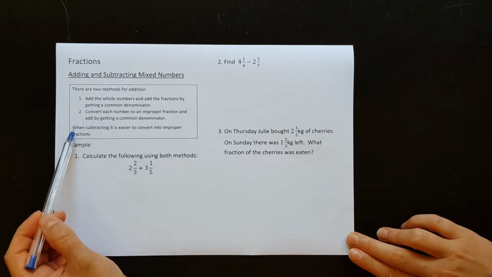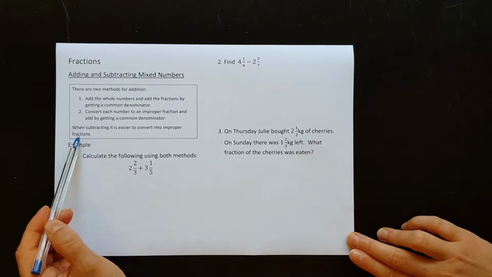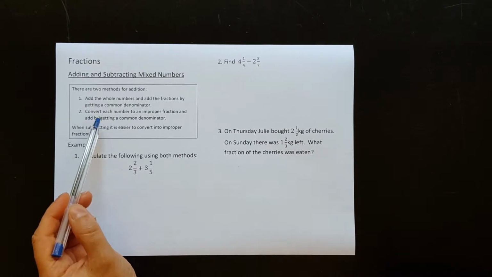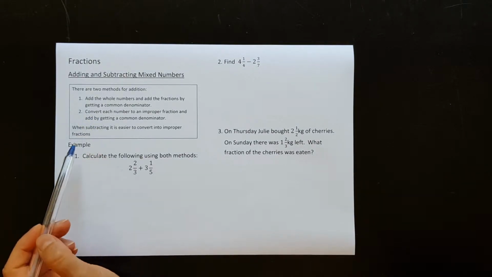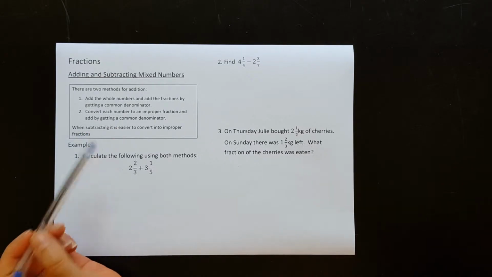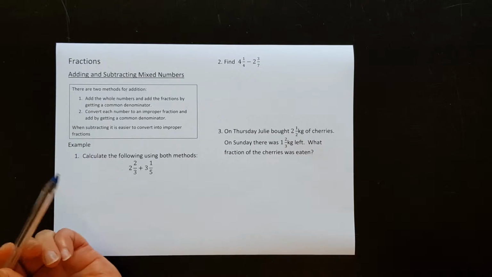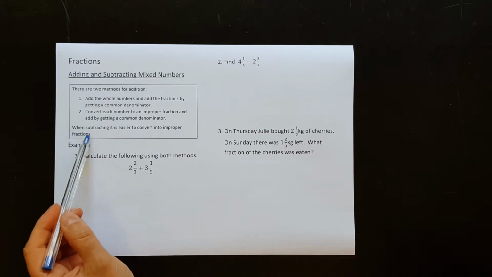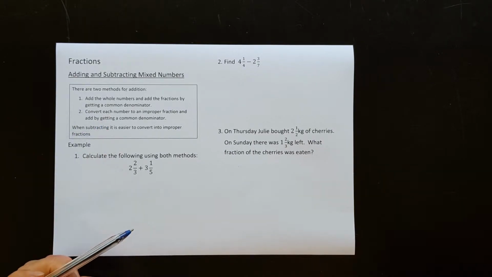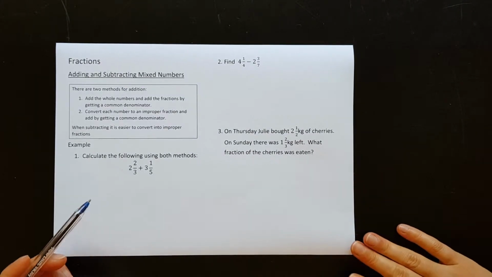Now down here it also says, but when you are subtracting, it is easier to convert into an improper fraction. Okay, so which is the second method, convert to improper fractions and then subtract. In some questions it is possible to do the first method, but not in all of them, so it's just easier to stick with improper fractions when subtracting. Okay, so let's show you how to do these questions.